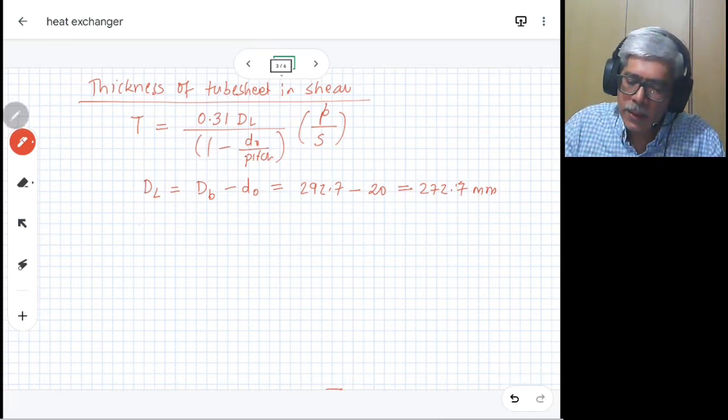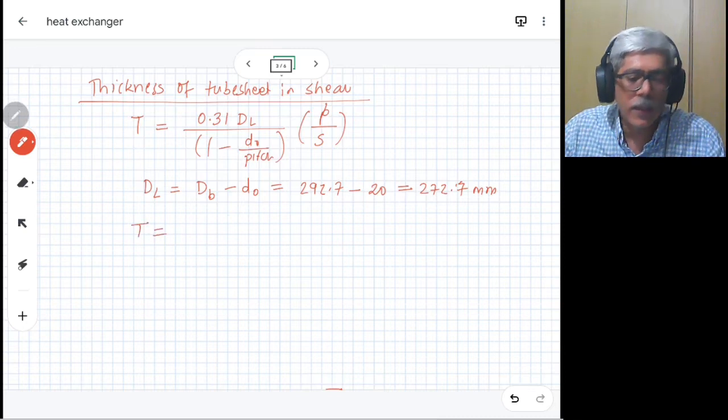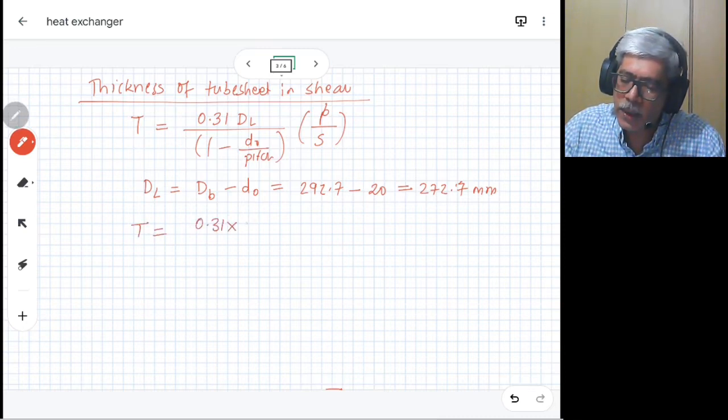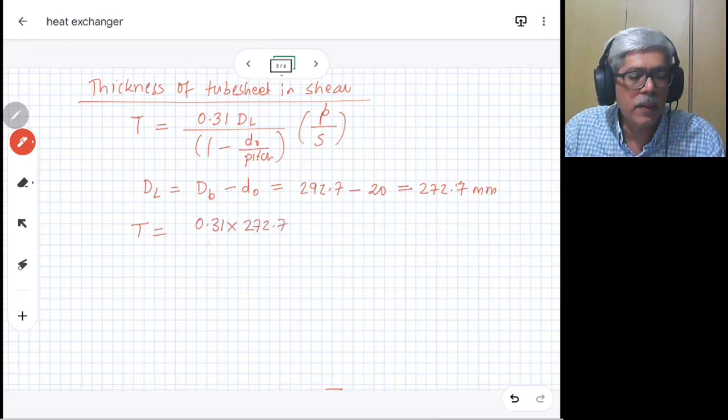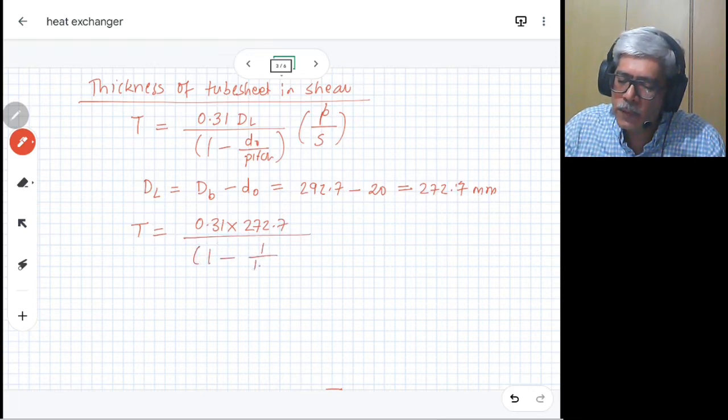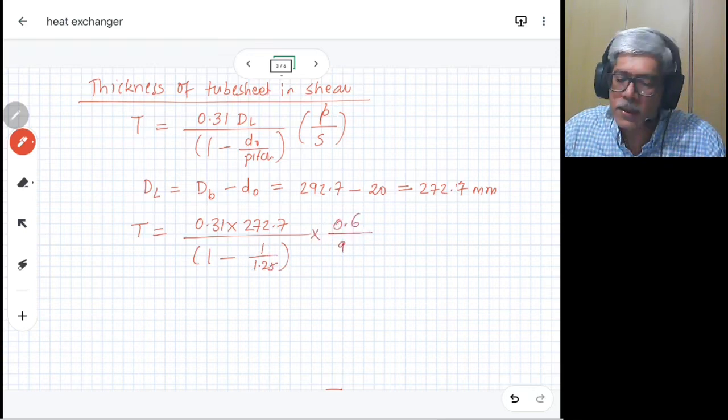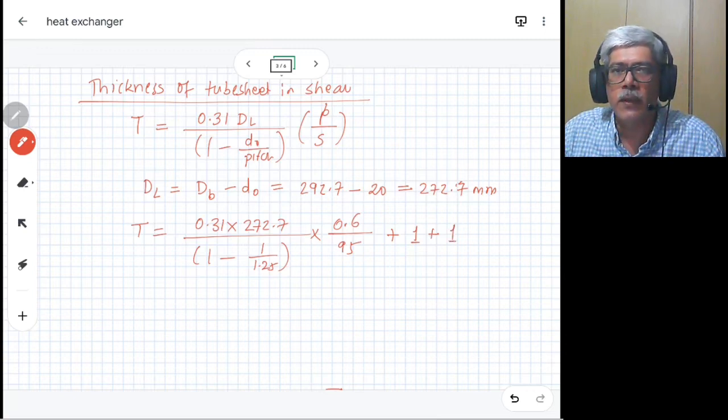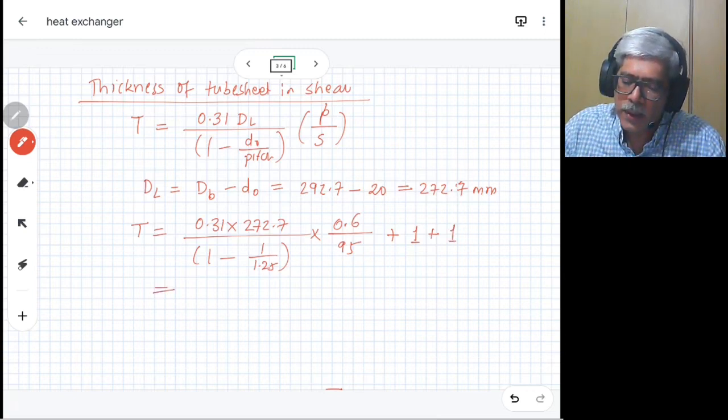Next, we'll calculate the thickness using the formula. So that would be given as 0.31 multiplied by 272.7 divided by 1 minus the pitch to diameter ratio, 1.25, what we are considering. Multiplied by higher pressure 0.6 divided by allowable stress 95. Here again we have to add corrosion allowance for shell side and tube side as 1 millimeter each. So we'll get the tube sheet thickness in shear as 4.67 millimeters.